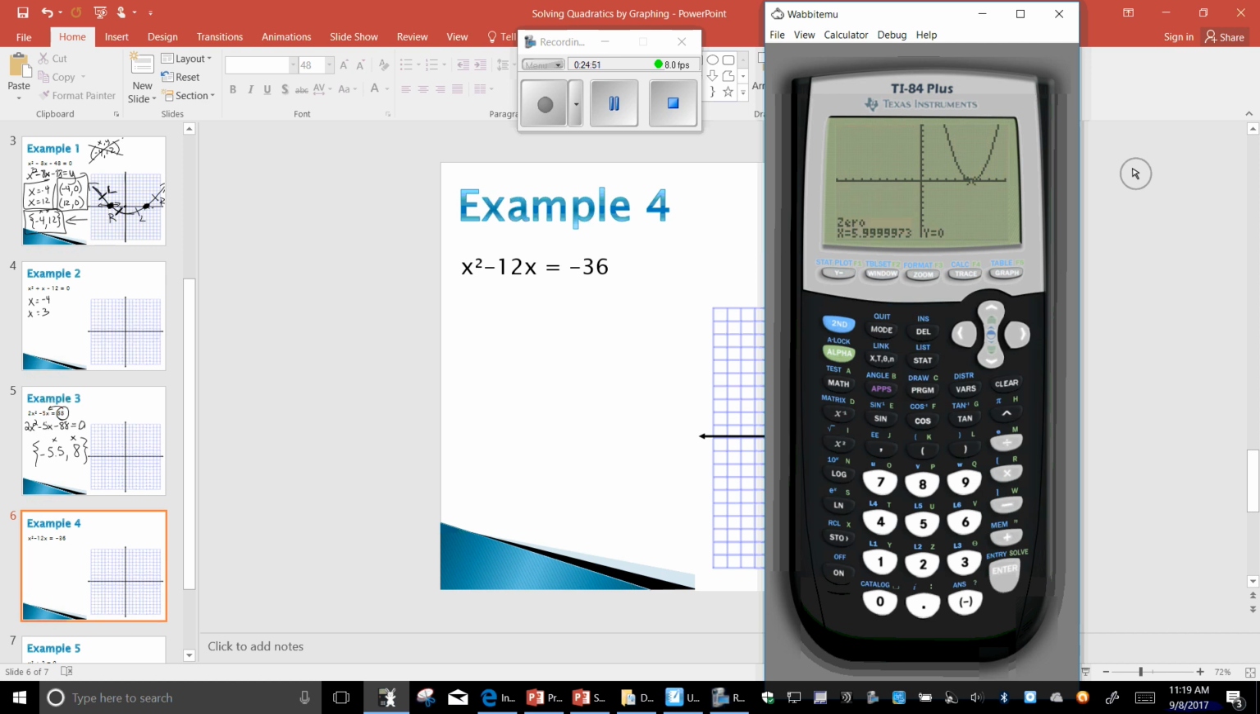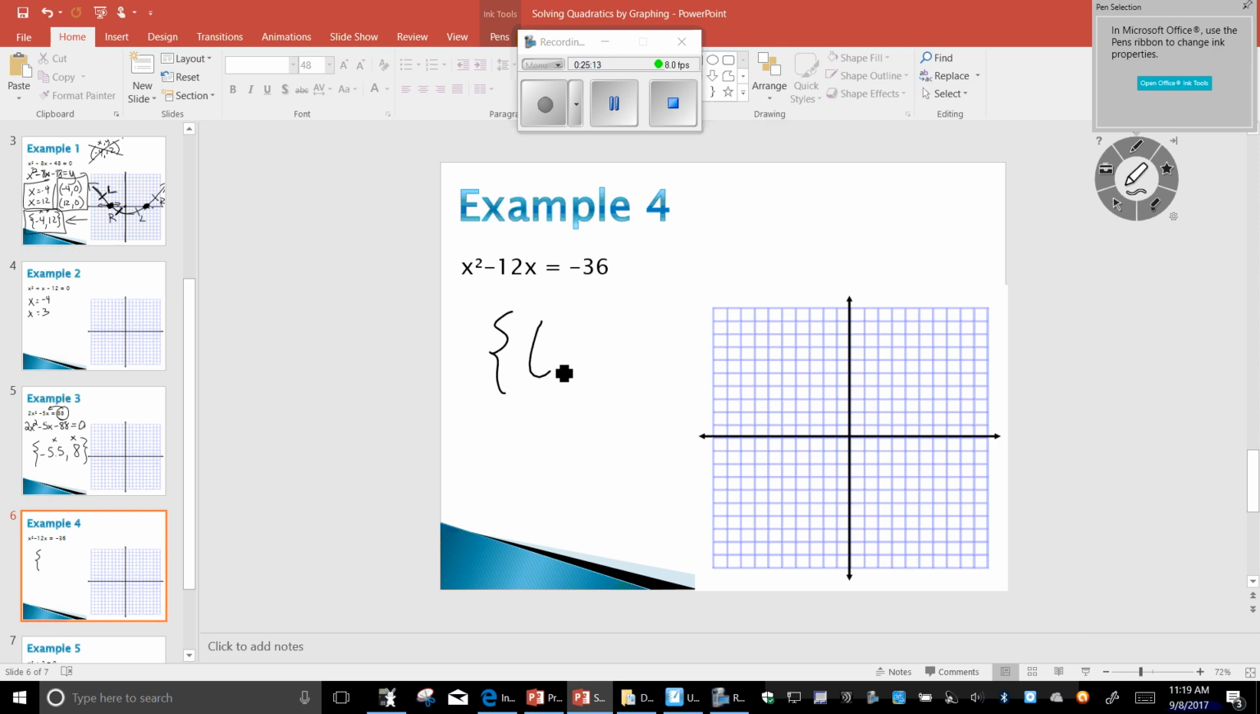So mine gave me 5.999999. Some of yours might be saying 6.000000. Anytime it's a one solution answer, I don't know why the calculator does this, but it gives you a 5.99999 or a 6.00000. Just round it. What's our answer? Where is it crossing? It's crossing at 6. So this one only has one answer, and it's crossing at 6. Okay?